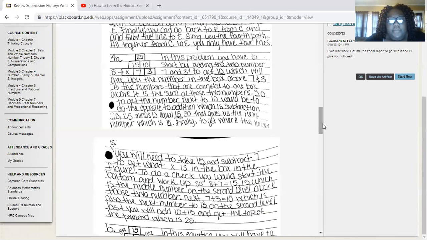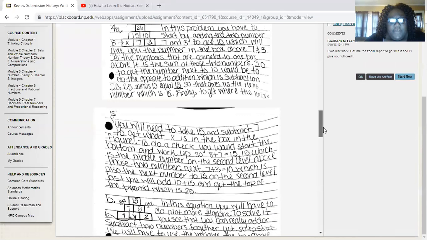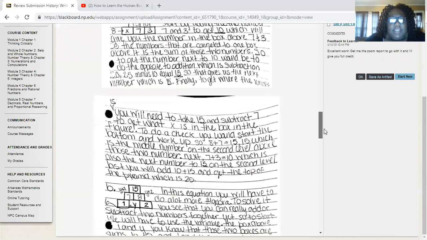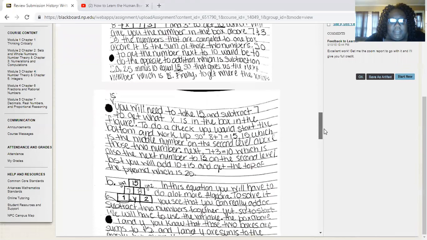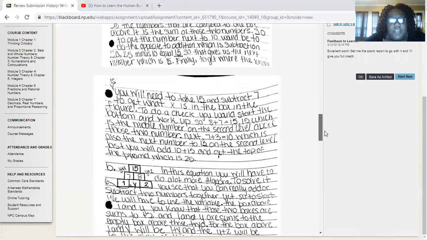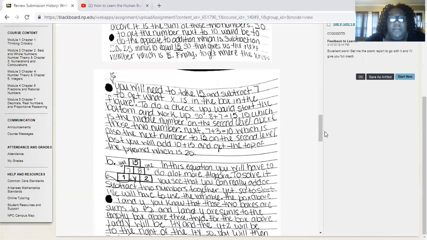Finally, to get where the variable is, you will need to take 15 and subtract 7 to get what is x in the box. So to do a check, you will start from the bottom and work your way up. So x plus 7 equals 15, which is the middle number on the 2nd level above those 2 numbers, I'm sorry. Next, 7 plus 3 equals 10, which is also the next number to 15 on the 2nd level. Last, you will add 10 plus 15 and get to the top of the pyramid, which is 25.